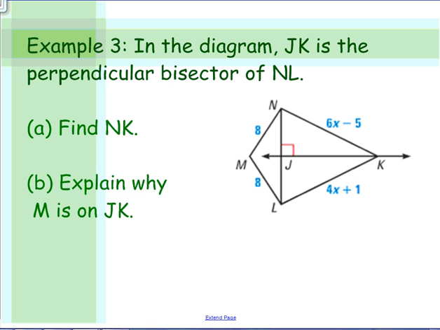All right. So this next example states in this diagram, JK is the perpendicular bisector of NL, and we want to find NK. So we can go through and do the exact same thing. We can set 6x minus 5 equal to 4x plus 1. Solve for x, plug x back in, and then we can find NK.